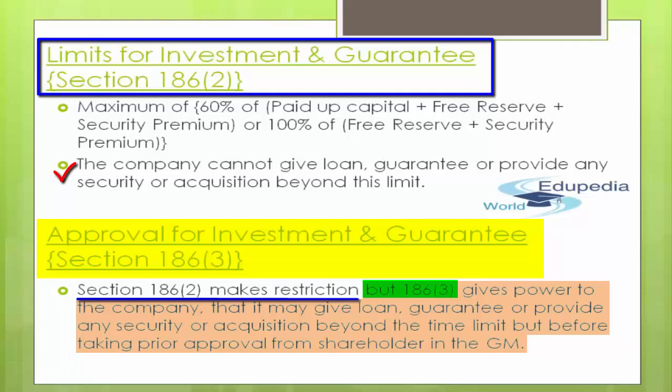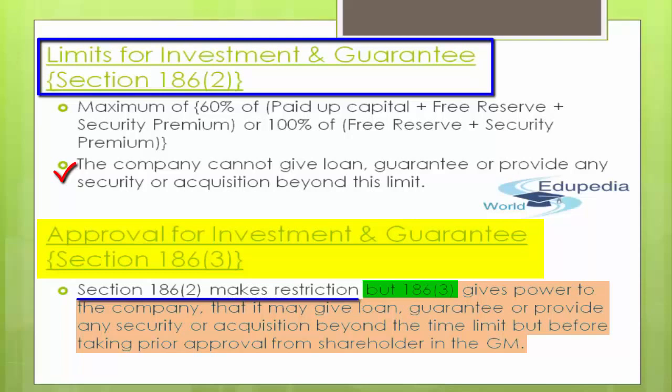So you may wish to provide any loan, guarantee, investment, or security exceeding the limit which has been prescribed in section 186 subsection 2. But before that, you need to take the prior approval from the shareholders in the general meeting. This is exceptionally required, first of all. So it simply means that once we take the approval from the shareholders in the general meeting, thereafter we may make investments beyond this limit as well.